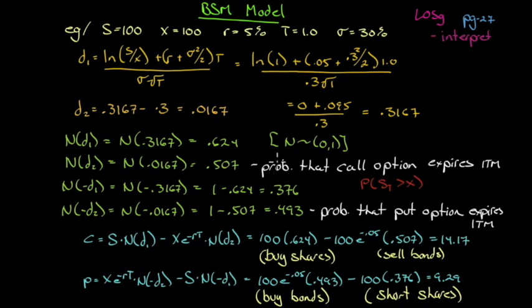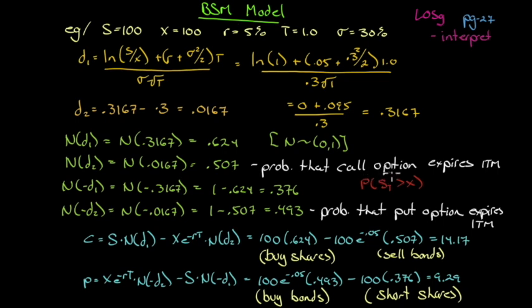Now, remember I said that you can think of N(D2) as the probability that the call option expires in the money. Theoretically, yeah, that's what you would say. I've mentioned this in other places. I'm not a fan of saying that that's what that is in the real world.